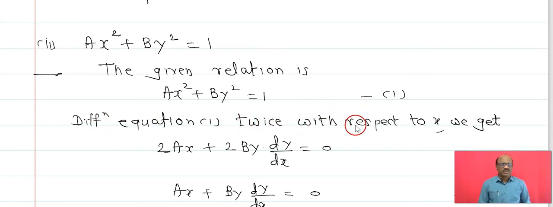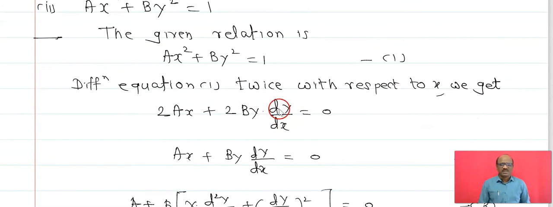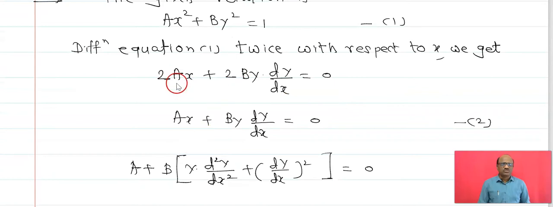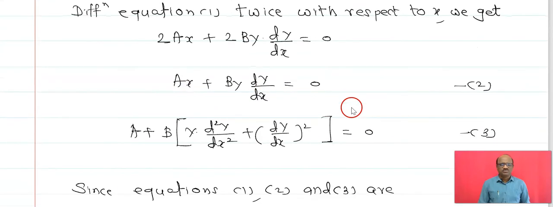Differentiate equation 1 with respect to x, we get the derivative of x square is 2x, that is 2ax, plus the derivative of y square is 2y, that is 2by, into dy by dx, equals 0. This is an implicit type function, therefore we have multiplied here into dy by dx. Now cancel the 2 on both sides, then you will get ax plus by into dy by dx equals 0. Now again differentiate this equation number 2 with respect to x.